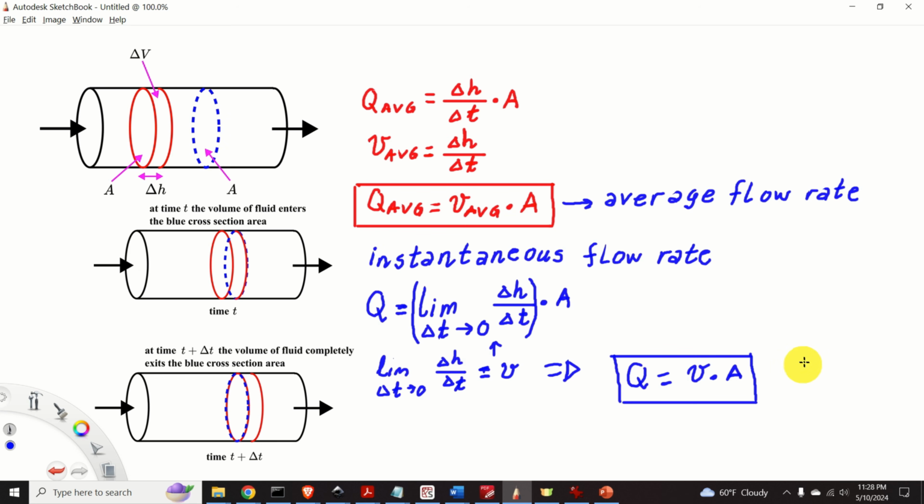The unit of the instantaneous flow rate is cubic meters per second. And this is the amount of volume that passes through a pipe in unit of time. That is, the instantaneous flow rate is defined as the product of the instantaneous velocity V of the volume of the fluid and the cross-section area A through which the fluid flows. We usually omit the word instantaneous and we refer to the instantaneous flow rate simply as the flow rate.